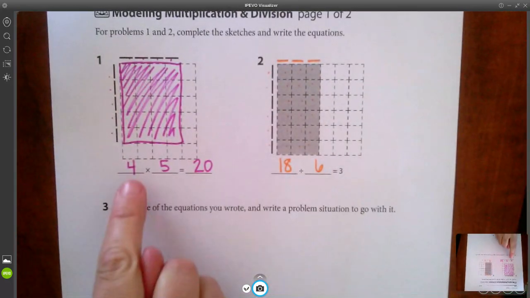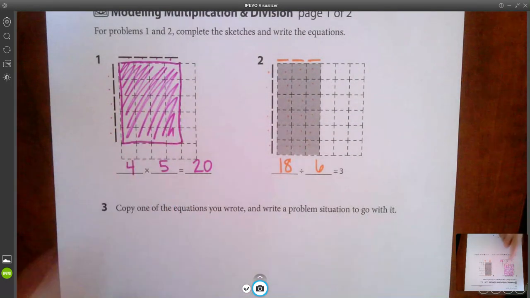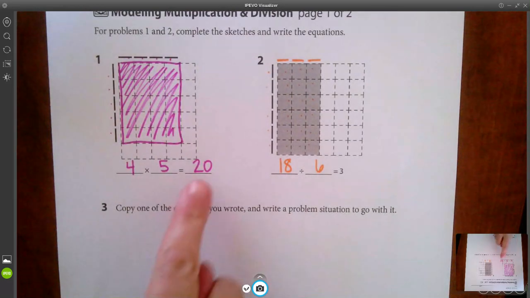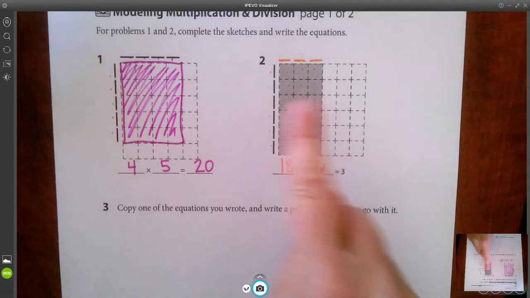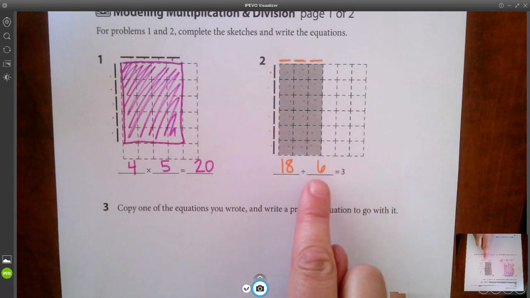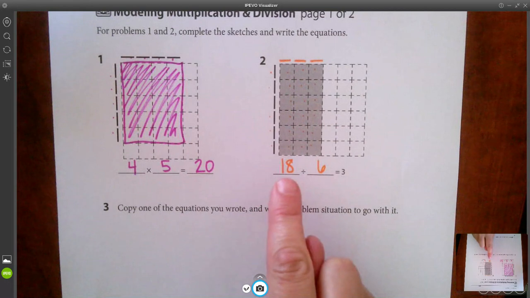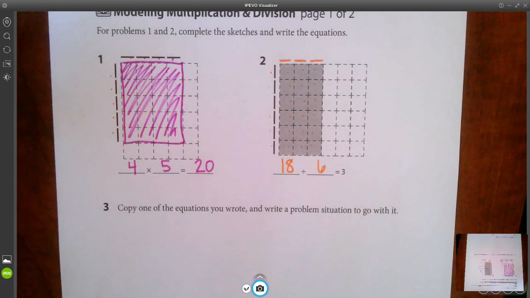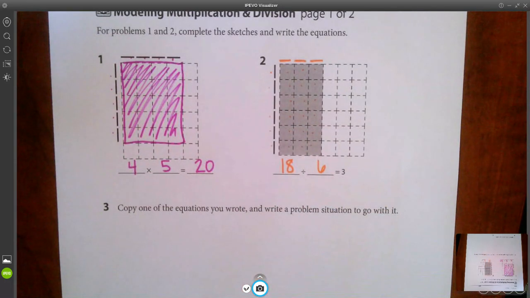So this picture is showing 4 times 5 equals 20, or 5 times 4 equals 20, or 20 divided by 5 is 4, or 20 divided by 4 is 5. And this picture is showing 3 times 6 is 18, or 6 times 3 is 18, or division: 18 divided by 6 is 3, or 18 divided by 3 is 6. So we're looking at how tall it is, how wide it is, and how many squares are shaded in. So we can see a lot of multiplication and a lot of division in those pictures.